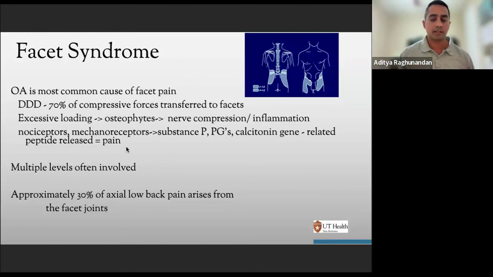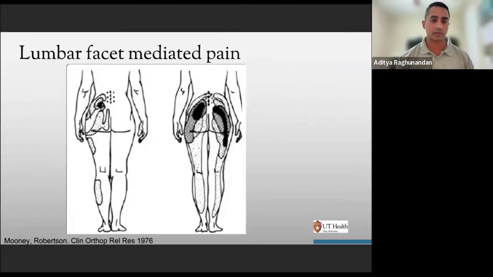So this is the natural history, the trajectory of what happens with facet syndrome. Usually when you have facet syndrome, especially with osteoarthritis, it's not usually one level, it's multiple levels that are involved. And then 30% of patients with axial low back pain, it's actually coming from the facet joint. So when you learn about facet syndrome or facet-mediated pain, yes, it's axial, which means it's localized to where the pain is. This is an older study, but it's been reproduced multiple times in different ways.